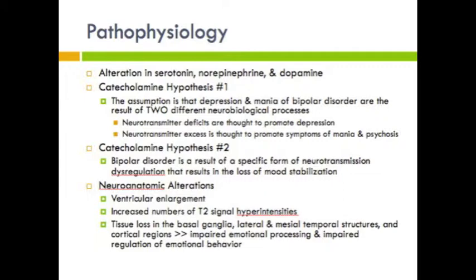The second hypothesis says that bipolar disorder is a result of a specific form of neurotransmission dysregulation that results in the loss of mood stabilization. And like schizophrenia, there are neuroanatomic alterations like ventricular enlargement, increased numbers of T2 signal hyperintensities, and tissue loss in the basal ganglia, lateral and mesiotemporal structures, and cortical regions, leading to impaired emotional processing and impaired regulation of emotional behavior.